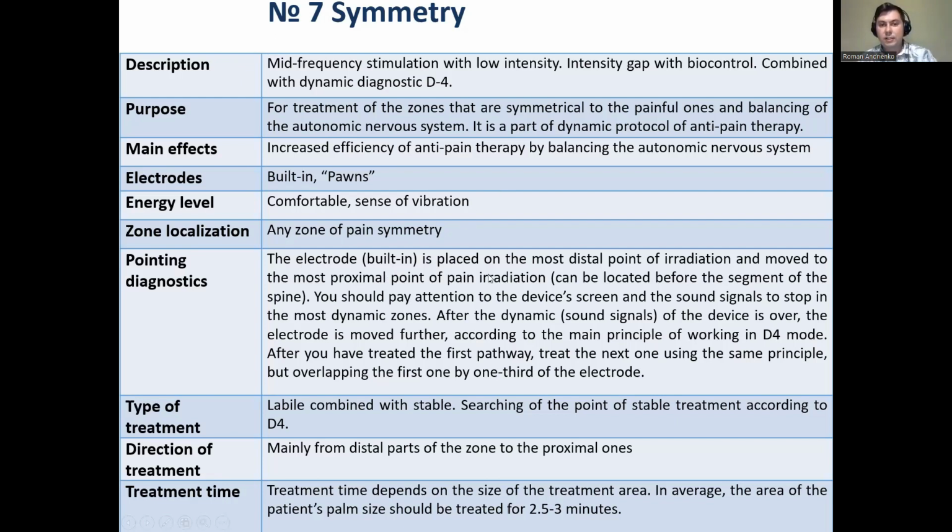The electrode is placed on the most distal part of irradiation and moved to the most proximal point. So this is taken from the irradiation description, I suppose, but yet the principle here is the same, especially when we're talking about the distal symmetrical limbs. If we're talking about joints or symmetrical areas that are not limbs, we're just treating the symmetrical areas.